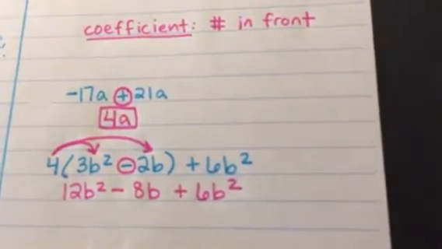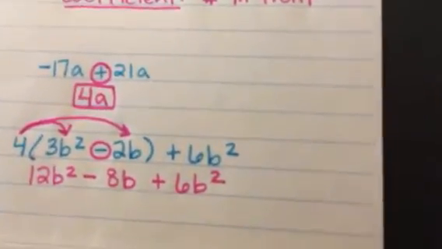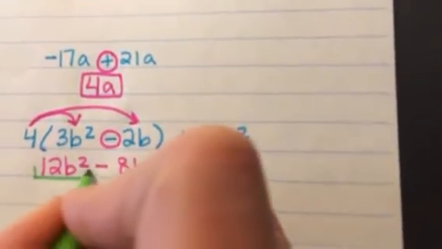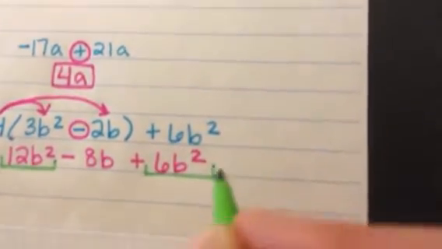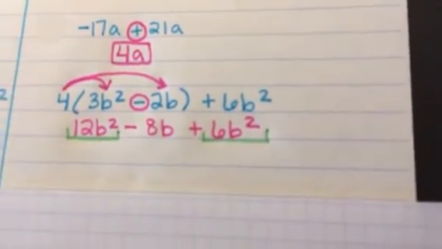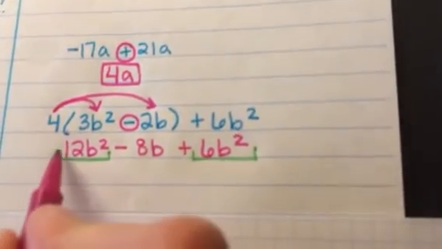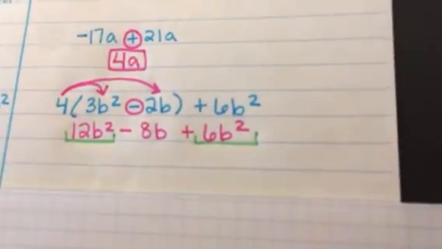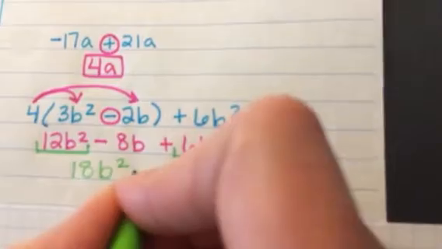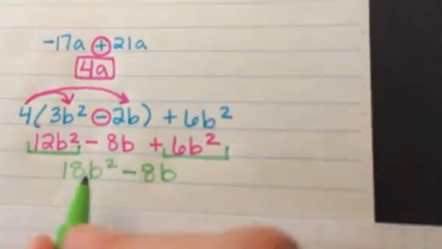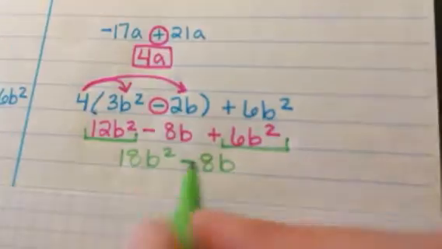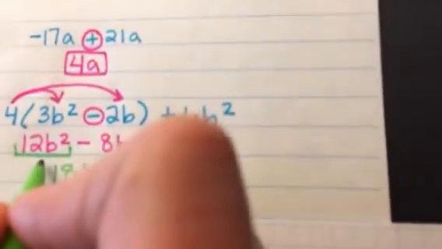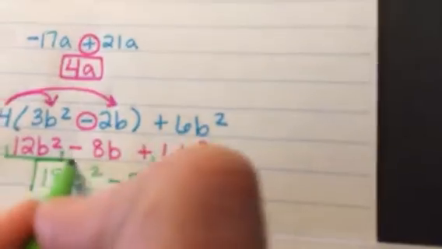Now, when I look at this, I have two terms that have the same variable, these b squareds. I can combine those. This is 12b squared and a positive 6b squared, so that comes out to be 18b squared. And the minus 8b is just going to come right down because they have to have the exact same variable if I'm going to put them together. Otherwise, they stay separate. So this is my final answer here.